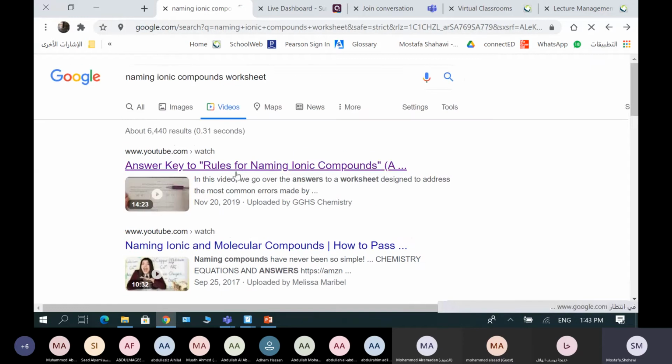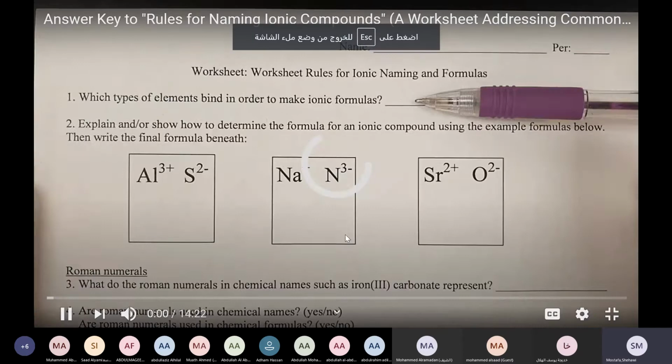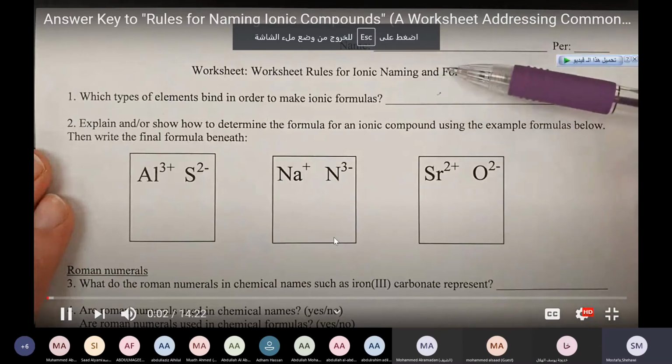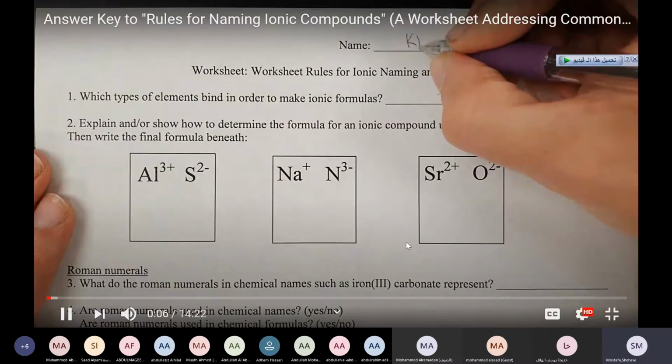That one. We will not listen to all of it, but we will listen to some. Okay, let's talk about how to deal with this worksheet about how ionic naming rules work. So we'll talk about this.